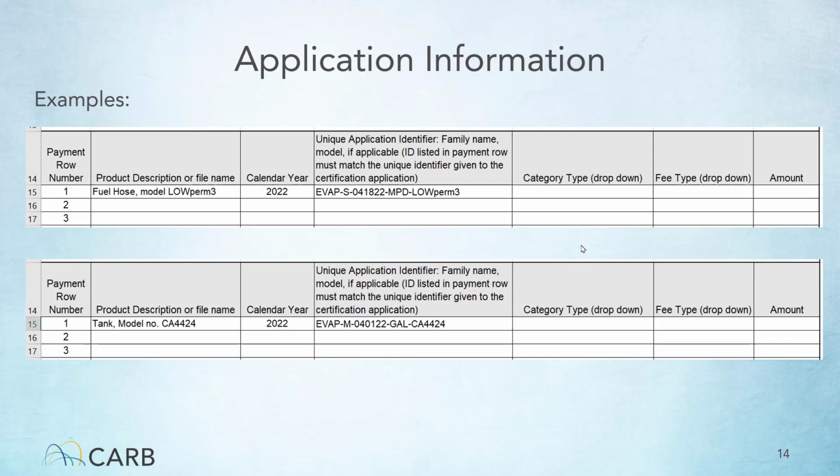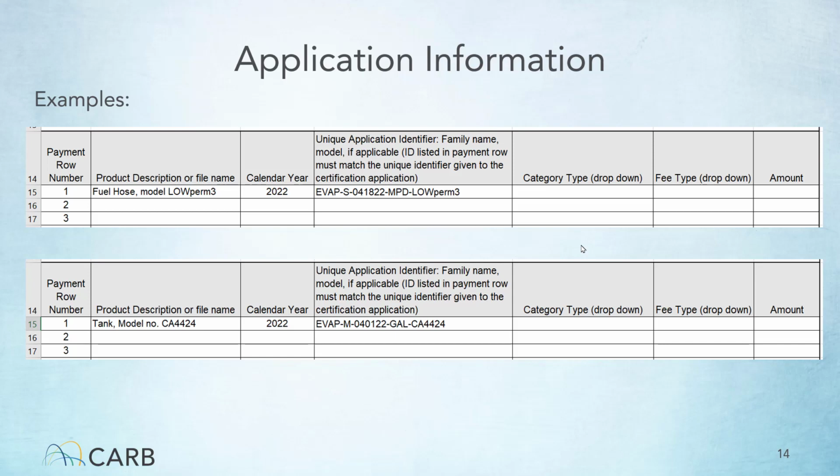These two examples were used in slide 12, but here the unique application identifiers have been included. For the first invoice example, we see that the fuel hose is for the EVAP group. S represents the SORE category. The current date of the invoice is April 18, 2022. The fuel hose company code is MPD, and the hose model is Low Perm 3.